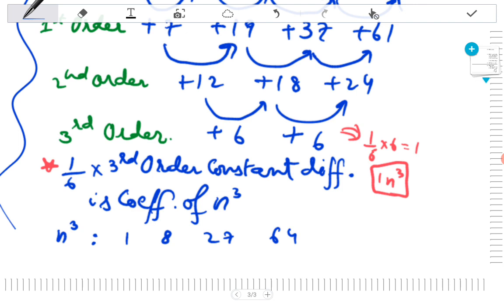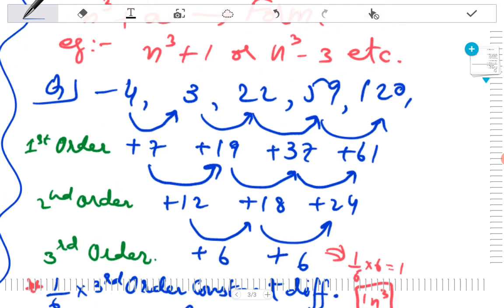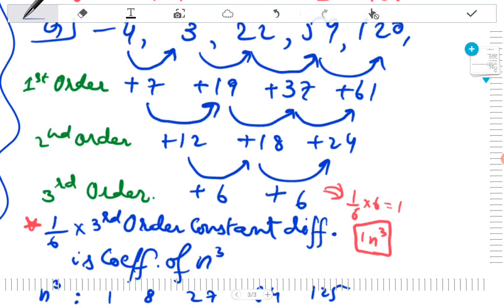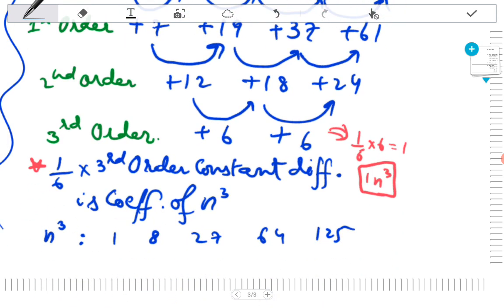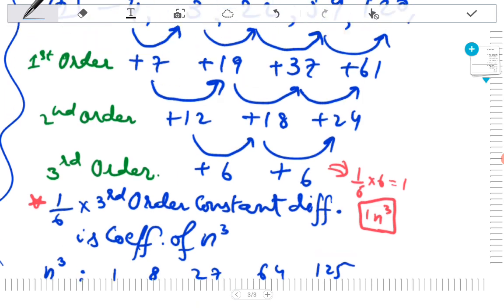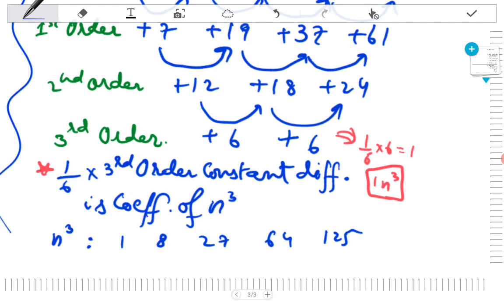And 5 cube is 125. So these are the results of values that are coming from n cube. And now I can compare it with the original question. My original question says -4, 3, 22, 59, 120. So my values are not exactly the same. So I should note it down here: -4, 3, 22, 59, and 120.